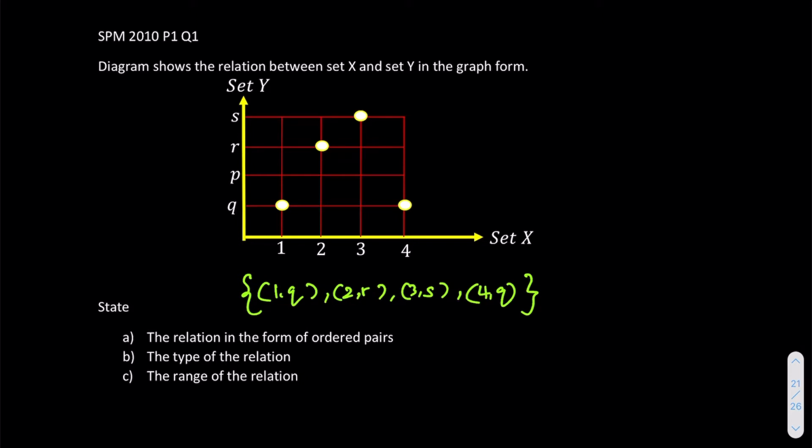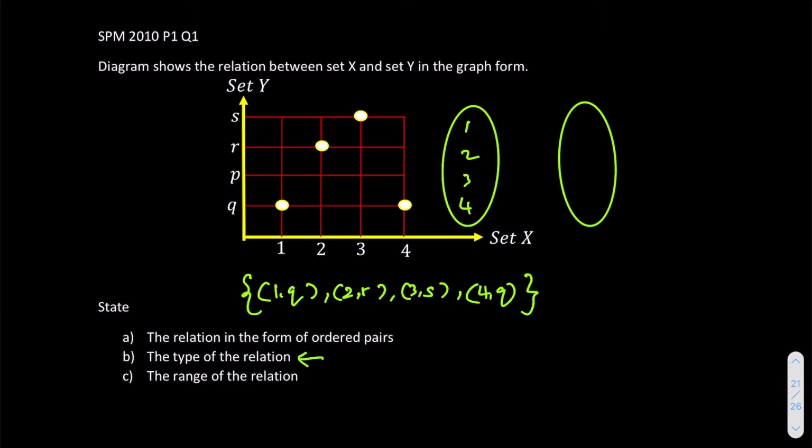Next one, the type of relations. If you cannot see through the type of relations, I will encourage you to draw out the arrow diagram, which will just take you about 20 to 30 seconds. So 1, 2, 3, 4, and we have P, Q, R, and S, right? So 1 we go to Q, and then 2 we go to R, 3 we go to S, and 4 we go to Q. So P is alone.